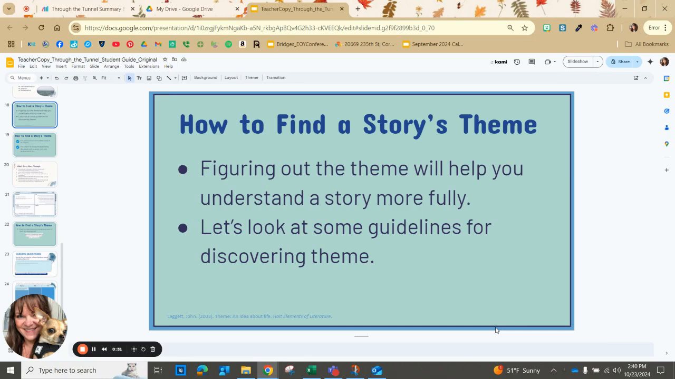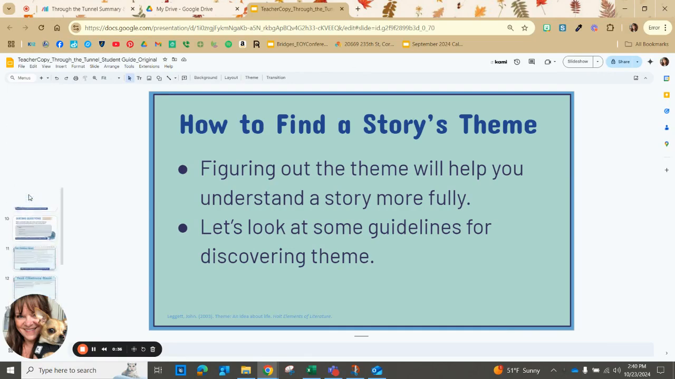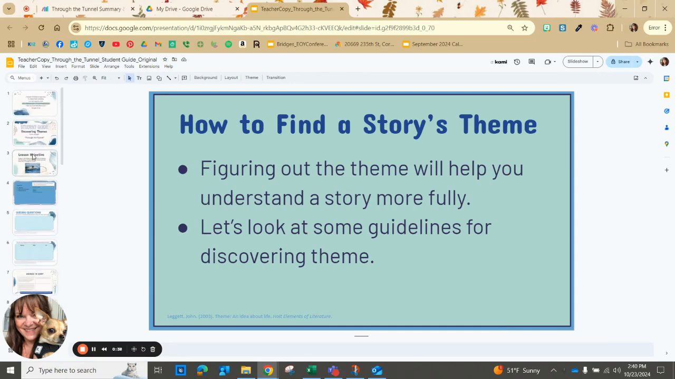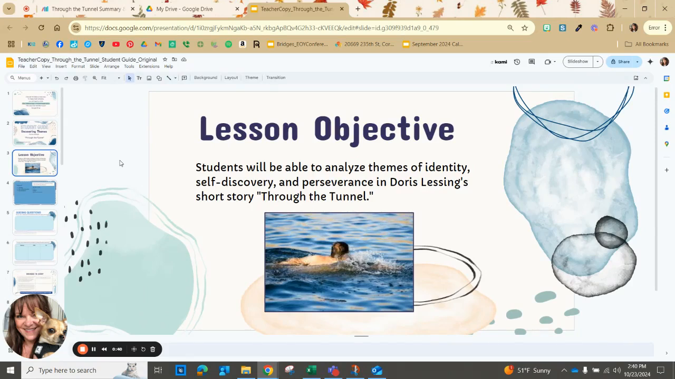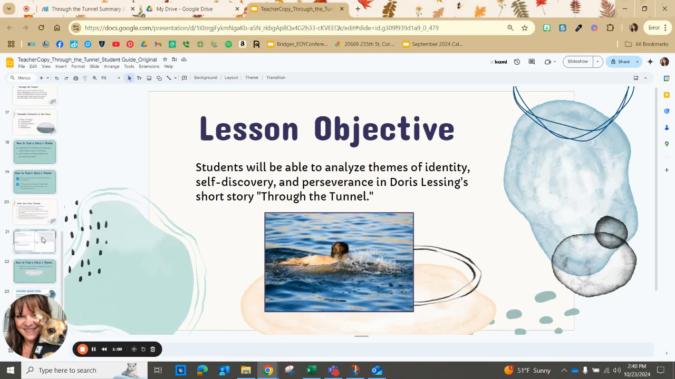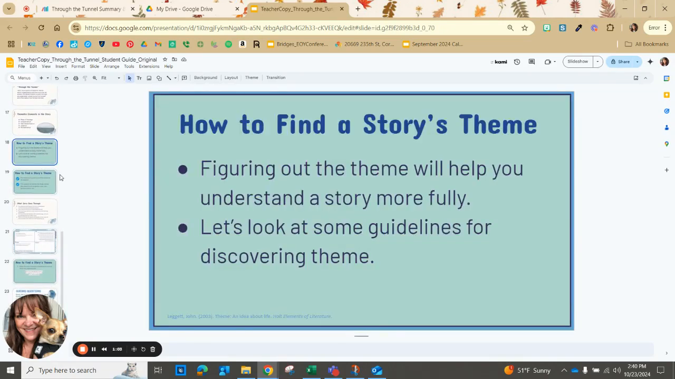So, how to find a story's theme. This is following up with our lesson objective. This has been our objective over the last couple of weeks, that we are trying to analyze the themes of identity, self-discovery, perseverance in Doris Lessing's short story Through the Tunnel. And that is what we are going to be looking at doing more of today.